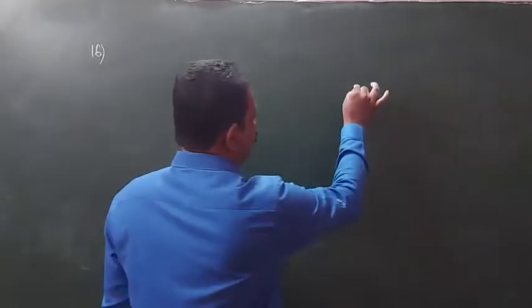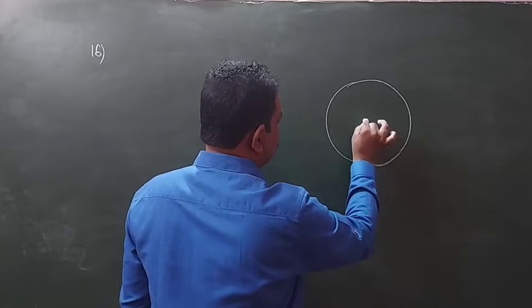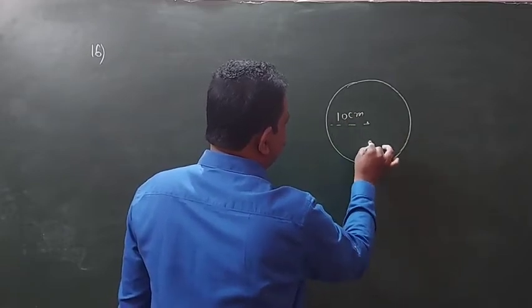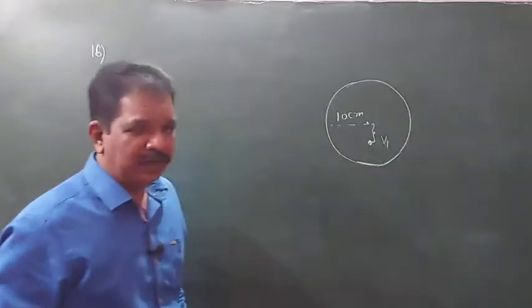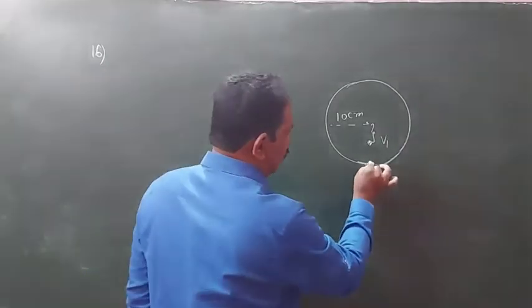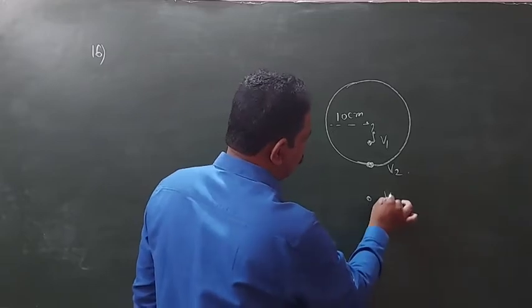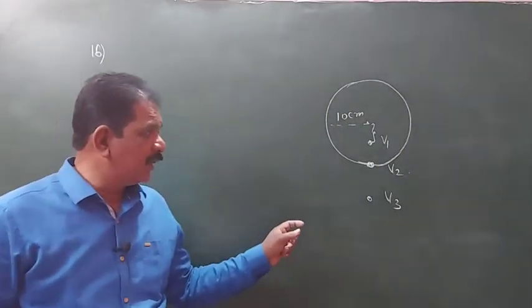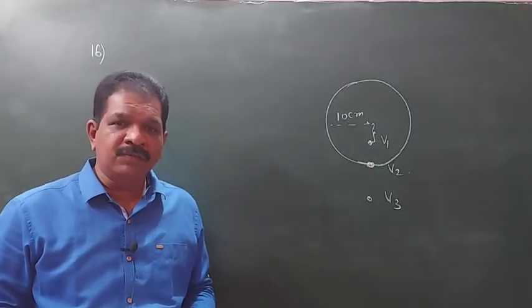There is a spherical shell like this. What is its radius? 10 centimeter. Here at 5 centimeter, its potential is V1. At 10 centimeter, on the surface, potential is V2. At 15 centimeter, potential is V3. What is the relation between these potentials?